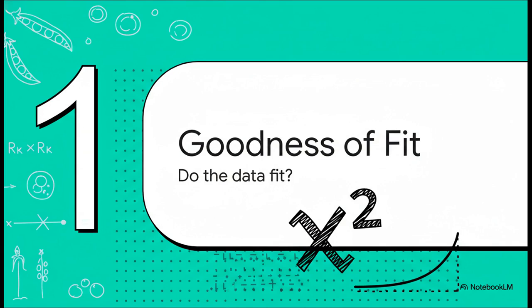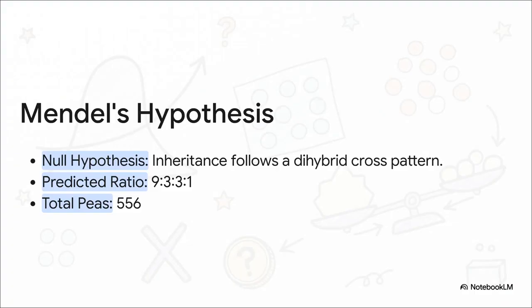So, let's put this tool to work. The first big thing we can do with it is something called a goodness of fit test. And honestly, there's no better example than going back to Mendel's own data. We're going to use the chi-square test to find out if his real-world results were actually a good fit for his amazing theory. Okay, so what was the hypothesis we're testing?